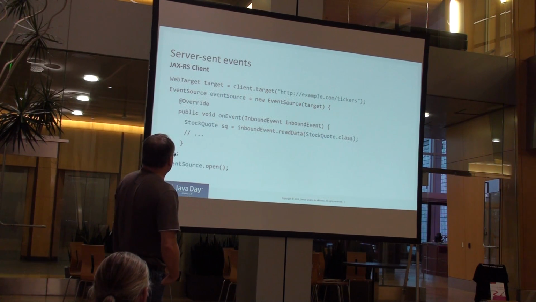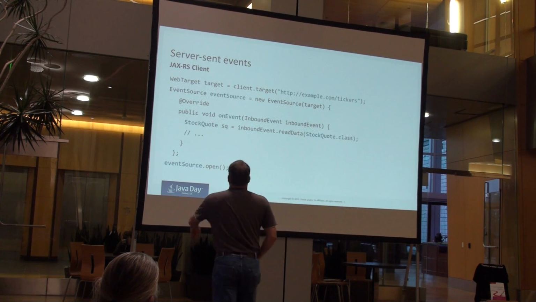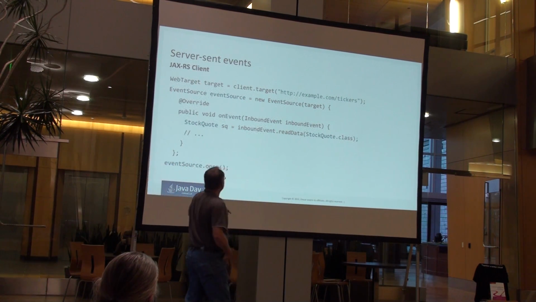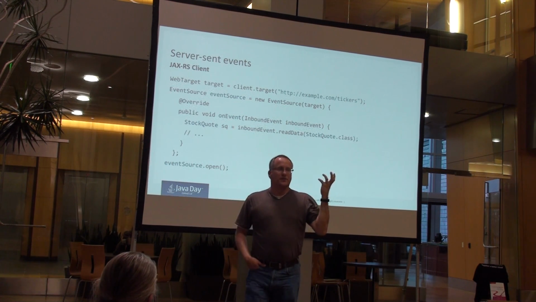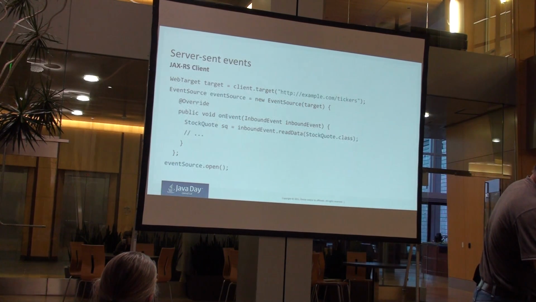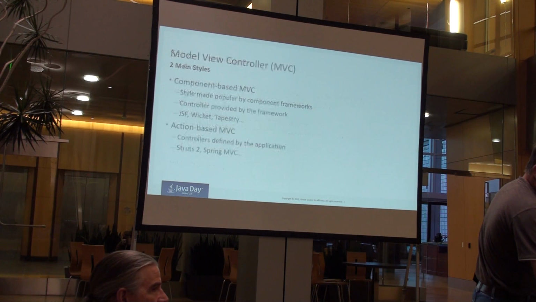So basically, all you have to do is override on event, and then on the event you just read the stock class, and you get the stock class in the client. So it's a pretty simple API. And again, a lot of it's because most of the work was already there in JAX-RS.